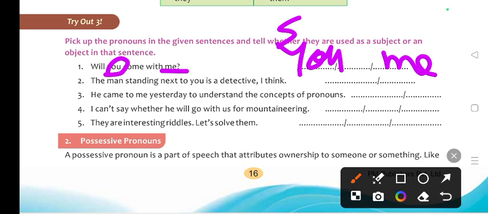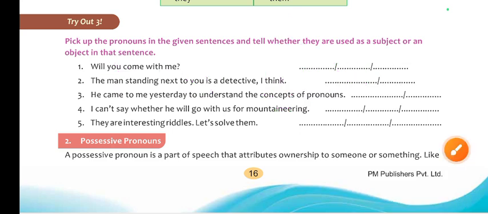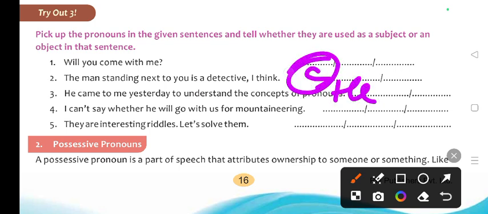The man standing next to you is a detective, I think. So here you is objective. I'm just writing O so that you could understand. Objective pronoun. And I is subjective pronoun, so SUB. Next is, he came to me yesterday to understand the concepts of pronouns. So he is a subjective pronoun. You can just write here as I'm writing over here. He is a subjective pronoun and me is an objective pronoun.